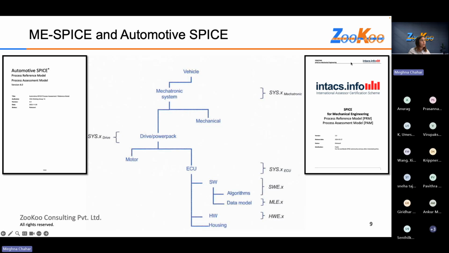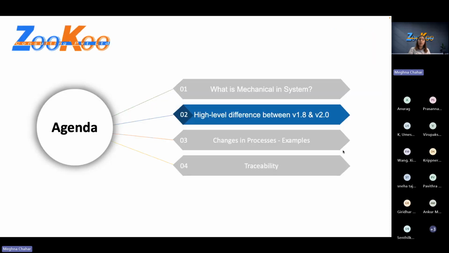So with 4.0, we get system, software, hardware, and machine learning. In addition, we have Mechanical SPICE, which gives us mechanical processes. If your scope is mechanical, you can very well pick processes from this SPICE and incorporate them in your project. So this was about what mechanical is in a system.